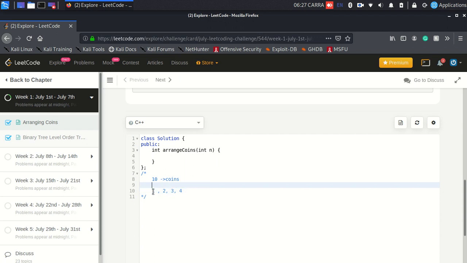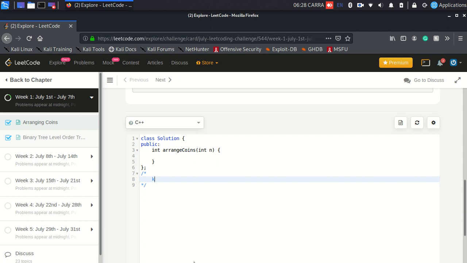Now the question is, what happens if I have 11 coins? I have already completed my 4 rows. I'll check whether I have any coin left or not. Yes, I have 1 coin left. And I'll check whether I can form a row with 5 coins or not, but I cannot, right? So basically, if the number of complete rows is k, then the sum over all these k's should be less than or equal to n.